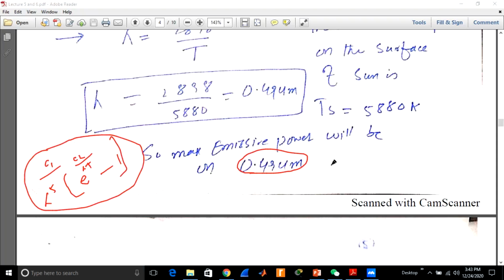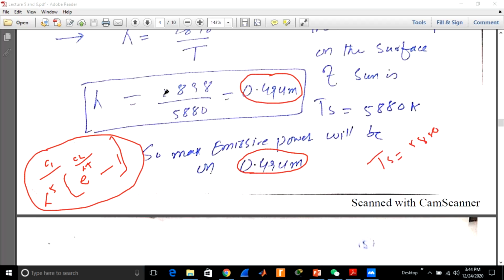So someone can ask you to prove that the maximum emissive power will be radiated at a wavelength of 0.49 micrometer. You can prove it, as we have proved. But when someone changes this, prove that the temperature of the surface is 5880 K when the Sun radiates maximum emissive power. Try to understand the question.